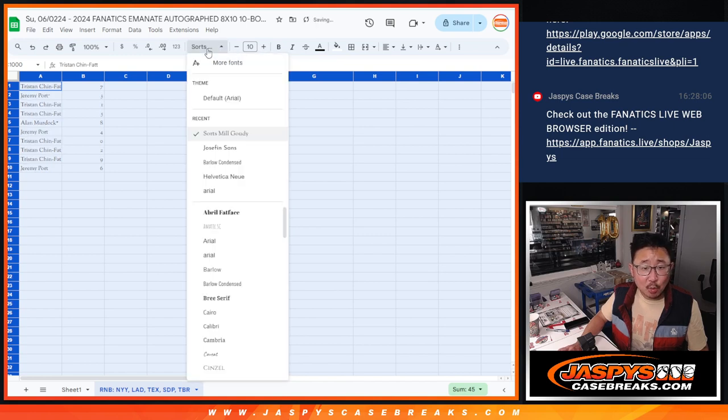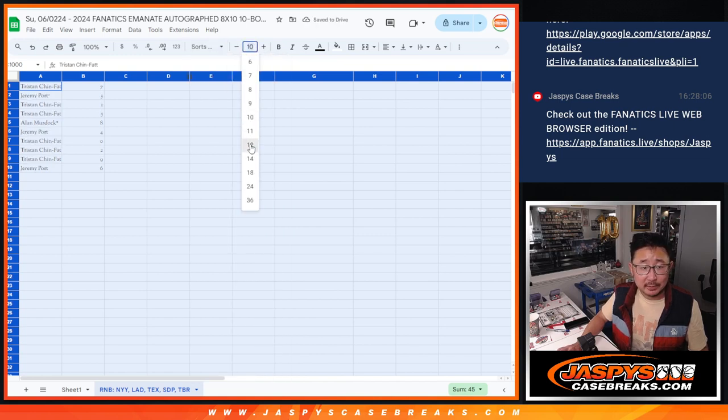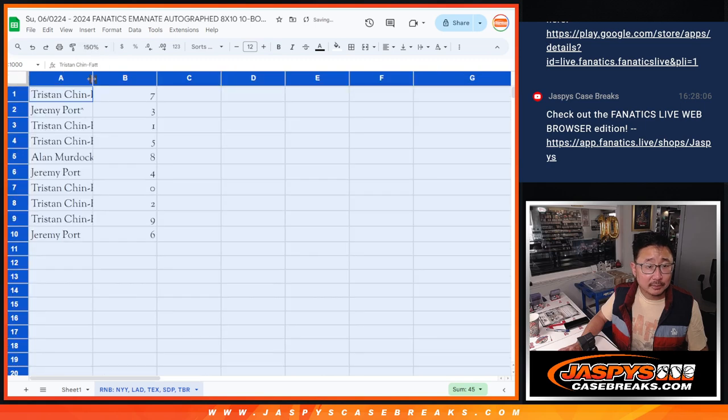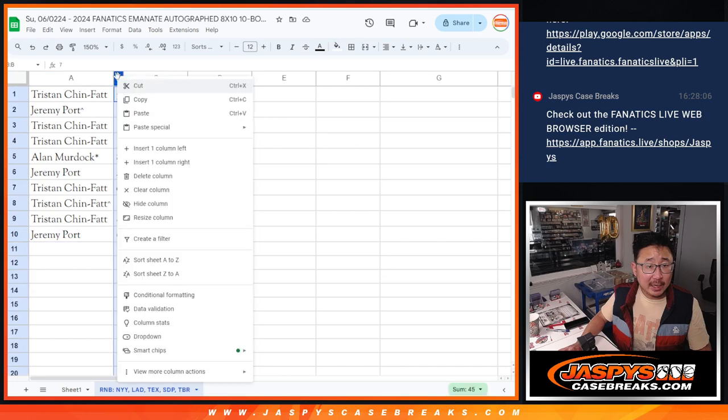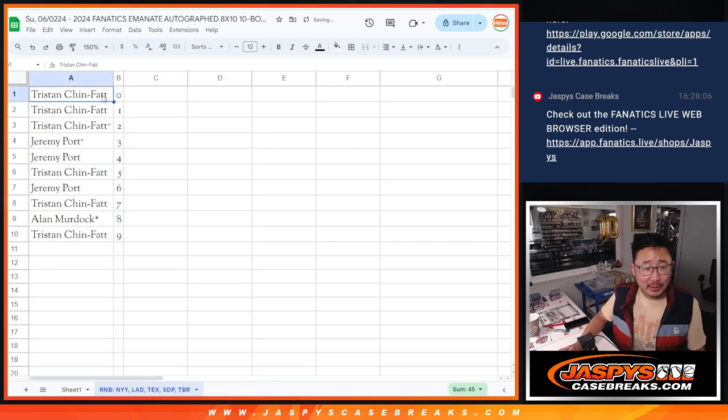Let's try Swartz Mill Gowdy. All right, Tristan with seven, Jeremy with three, Tristan with one and five, Alan with eight, Jeremy with four, Tristan with zero, two, nine, and Jeremy with six. So let's alphabetize. Let's order numerically by number.